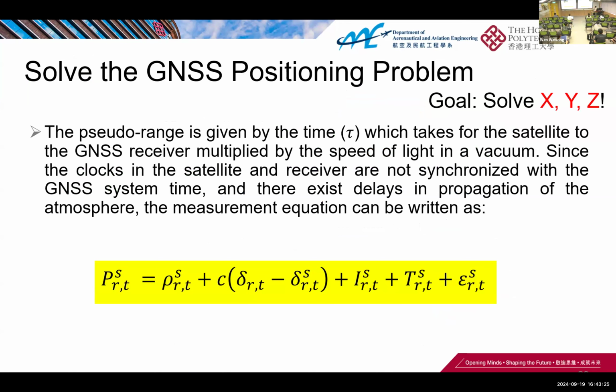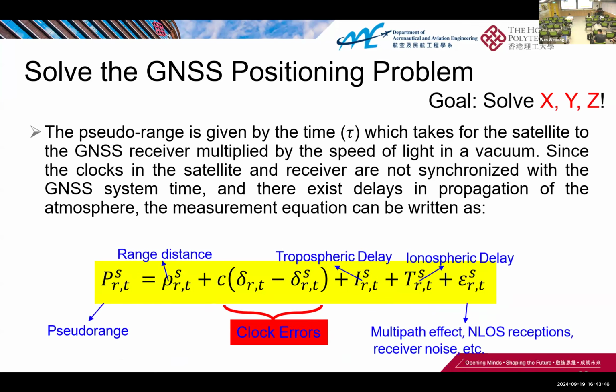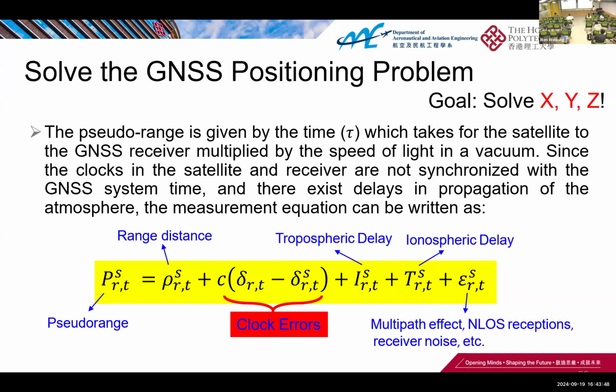So this is the pseudorange measurement. If you look into the whole positioning problem, it is XYZ together with the clock error, right? These are the unknown variables. This is the typical measurement model. The measurement model is a pseudorange.